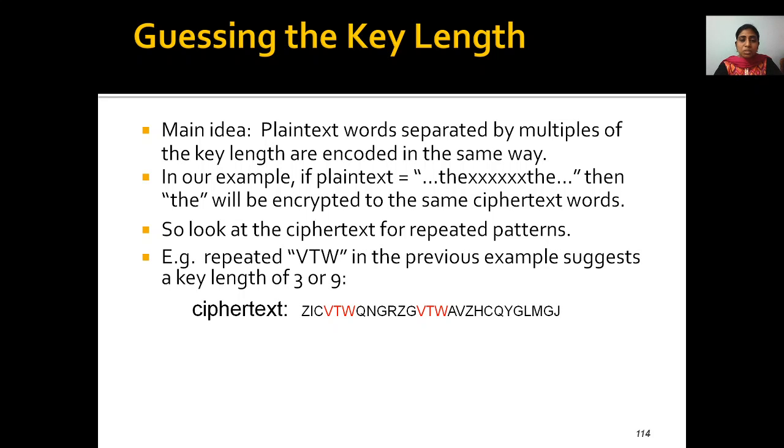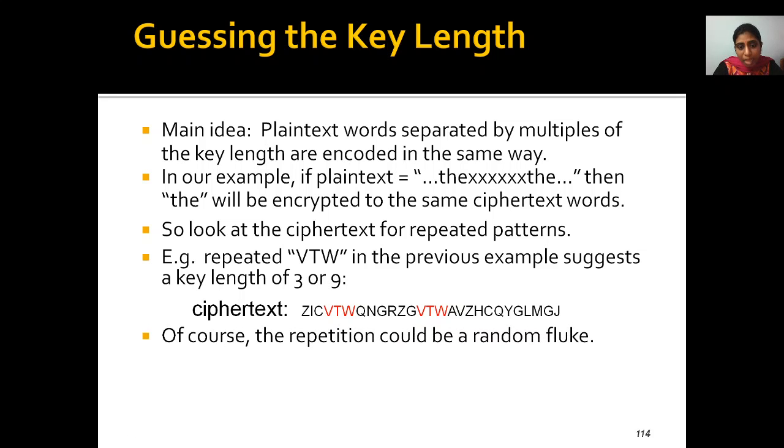It is not compulsory that the values are there. In the ciphertext they have occurred like VTW. It is not compulsory that it will occur in all the text. It may occur or it may not be occurring.